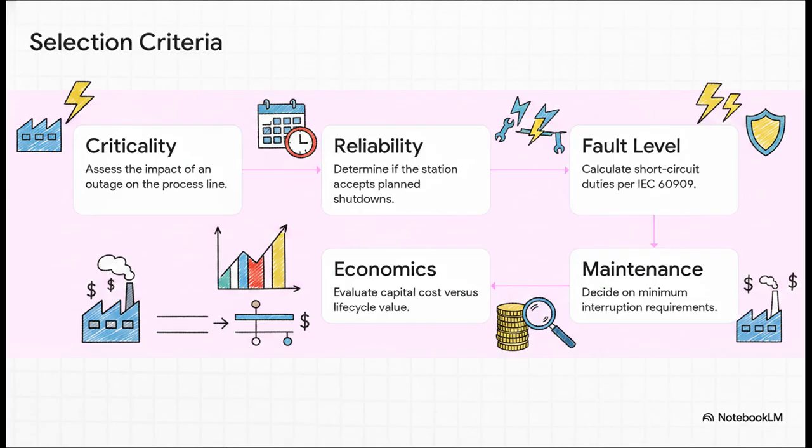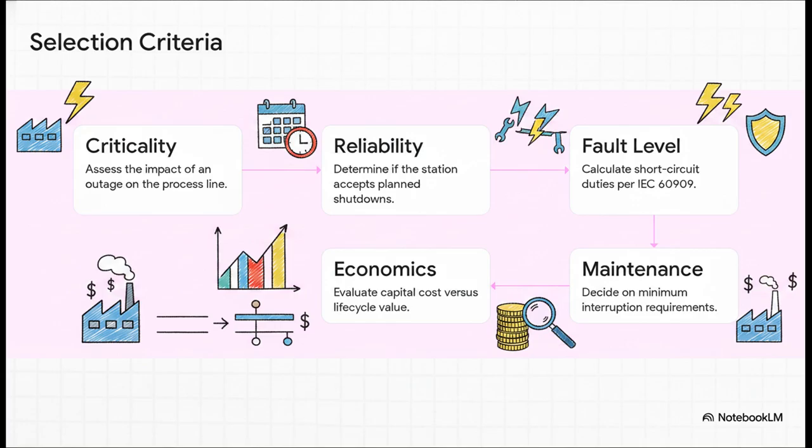Engineers follow this exact sequence to ensure the switchgear topology actually satisfies the project reliability needs without completely destroying the budget. First up, you assess load criticality. Basically, what actually happens if the power dies. Second, you set the reliability target. Can the plant even accept planned shutdowns? Third, you have to calculate the short-circuit fault levels using standards like IEC 60909. Fourth, define your maintenance philosophy. Like, do you need to inspect the bus without shutting down the entire factory? And finally, step 5, evaluate the life cycle economics.